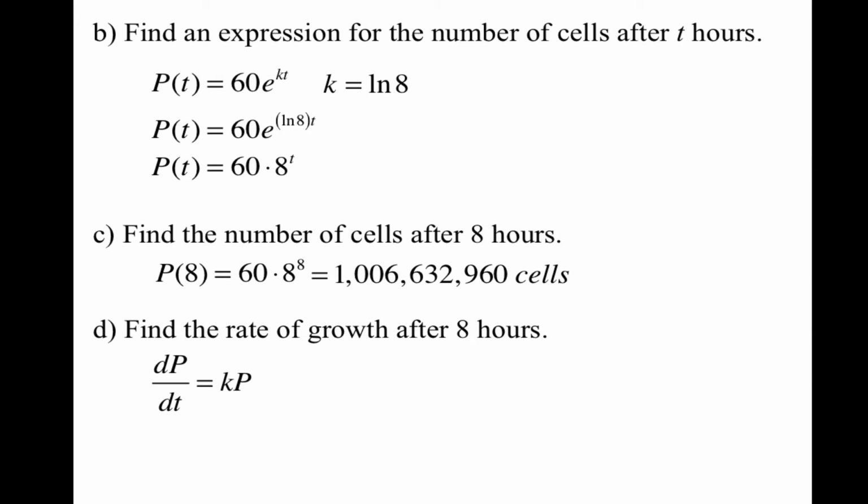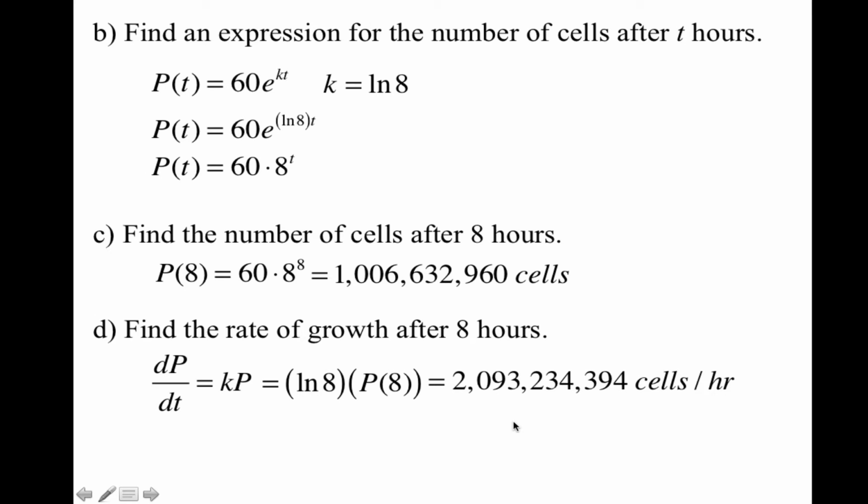All right, part D, we're going to find the rate of growth after 8 hours. So that means I want dP/dt, where it equals k times P. Well, I know that k is the natural log of 8, and I now have the value of P at 8 hours, which is this very large number. Multiply those together. So my rate of growth after 8 hours is 2,093,234,394 cells per hour.